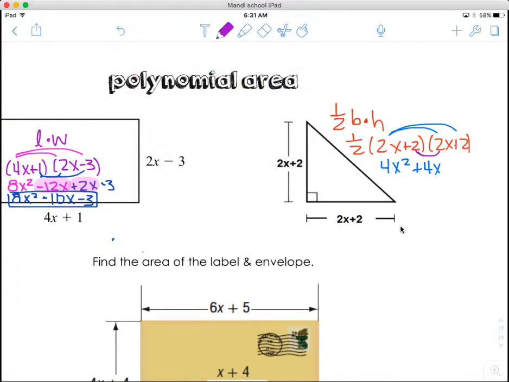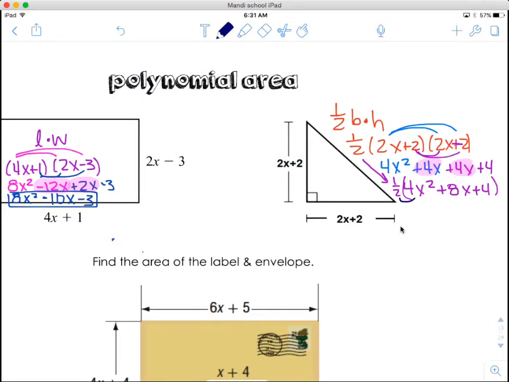Then we take the second term times both. 2 times 2x is 4x. 2 times 2 is 4. Let's fix that because that looks like a 12. There we go. Add your like terms. So we have 4x squared plus 8x plus 4. Now don't forget that we still have this 1/2 in the front. So now we distribute the 1/2 to each term.